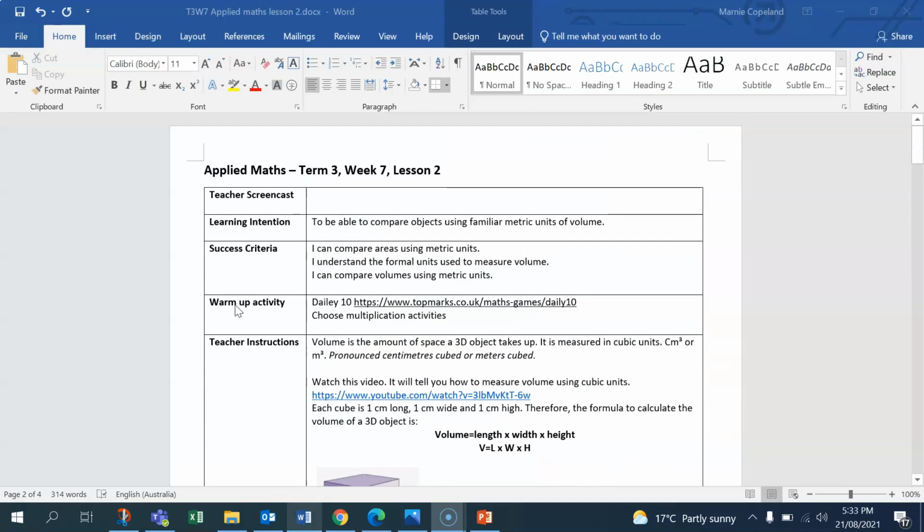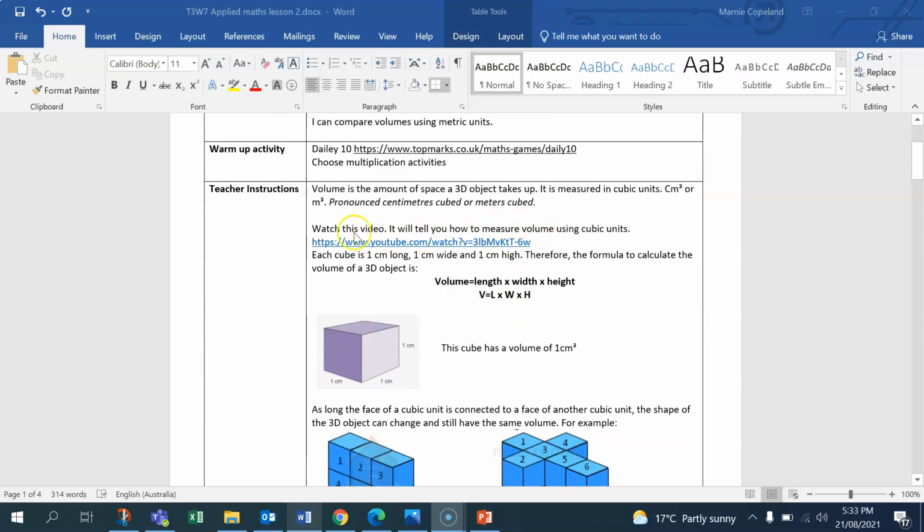Okay, so they're the 3 activities that you'll need to do today. Obviously, once this recording is finished, you will find this screencast link here. Please go back and watch this YouTube video here, which shows you really simply how to calculate the volume of a 3D shape using the formula length times width times height.